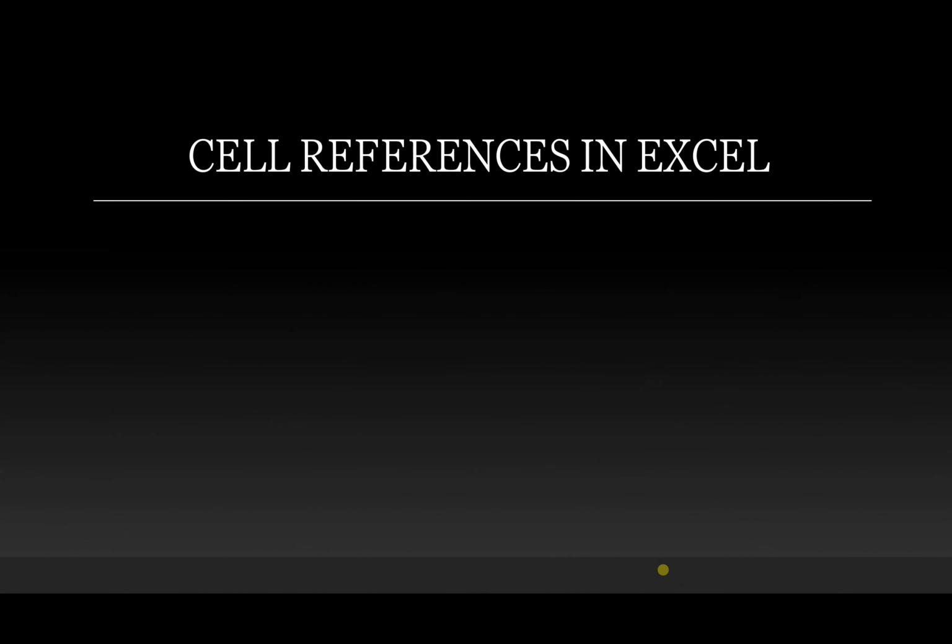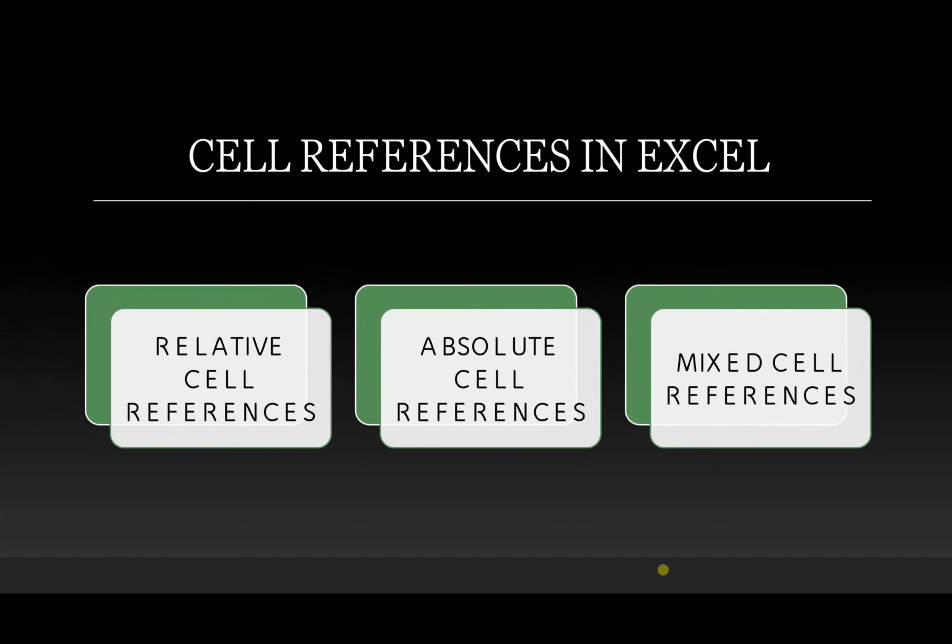There are mainly three types of cell references: relative cell references, absolute cell references, and mixed cell references. In this lesson, we are going to learn each of these categories one by one, taking some examples. So I'm going to walk you through step by step how we can use relative cell references, absolute cell references, and mixed cell references, and you will be an expert by the end of this.